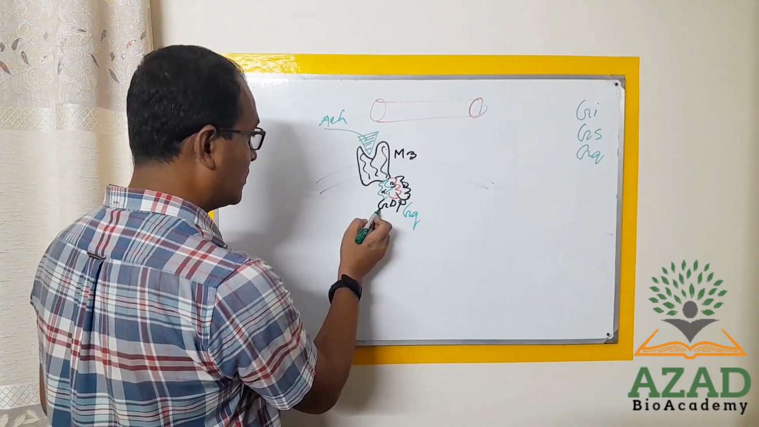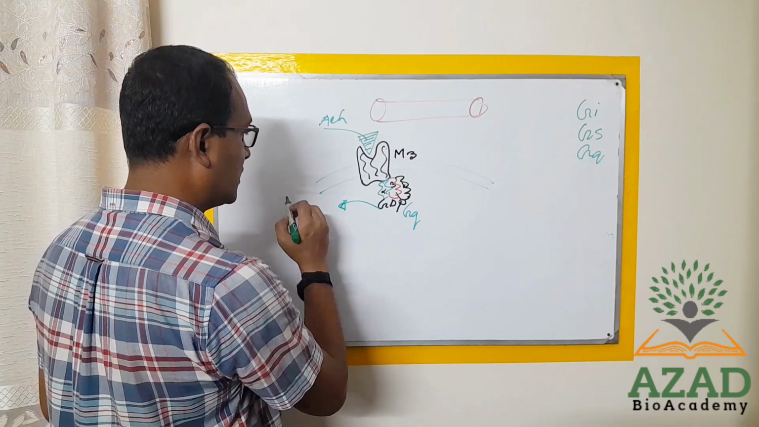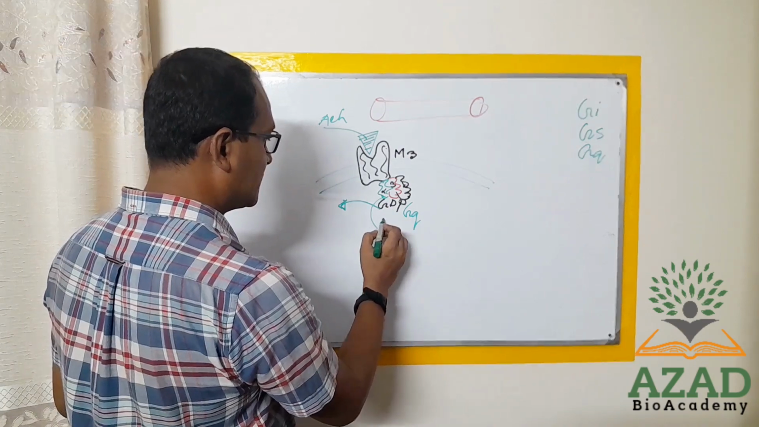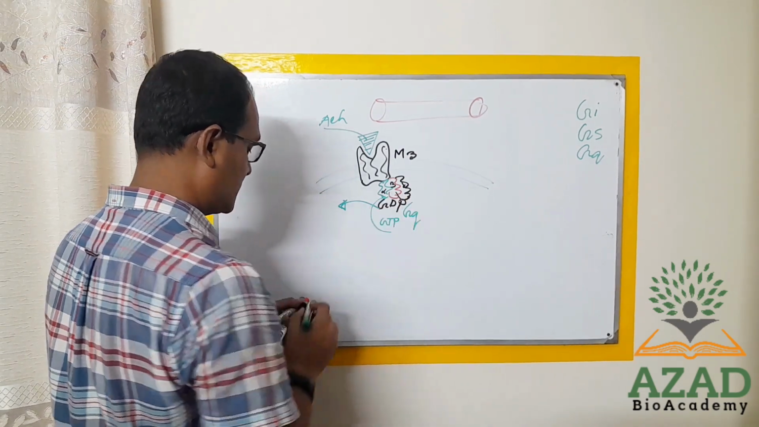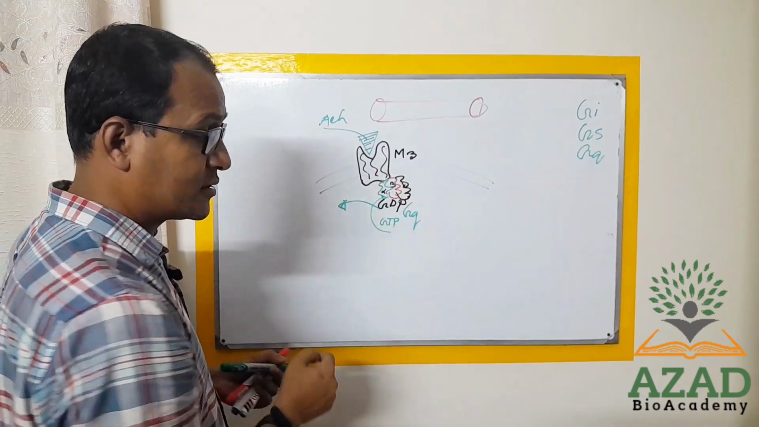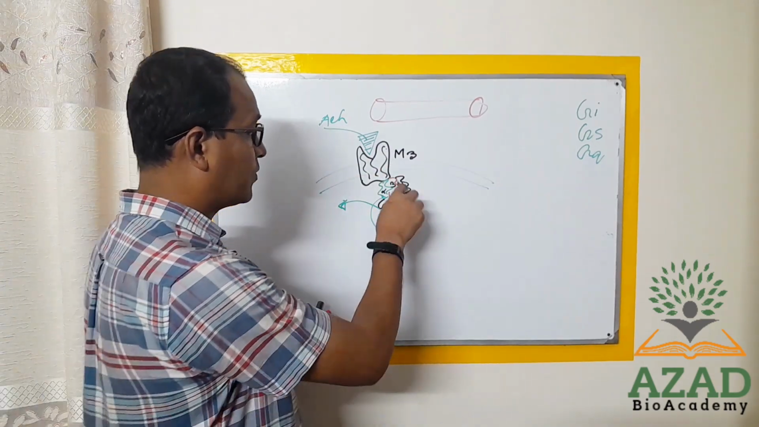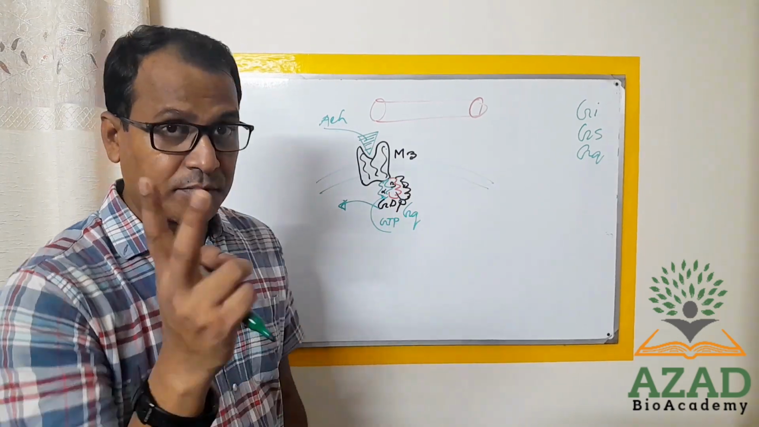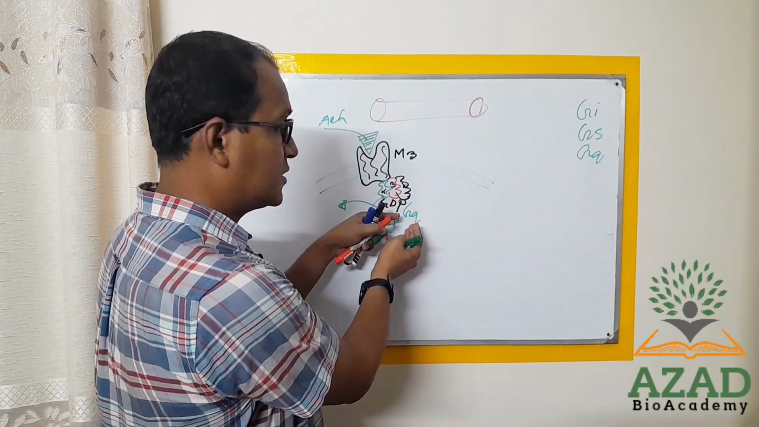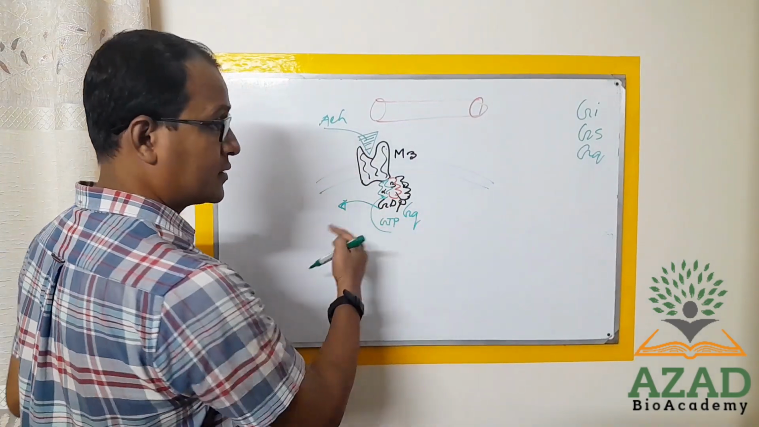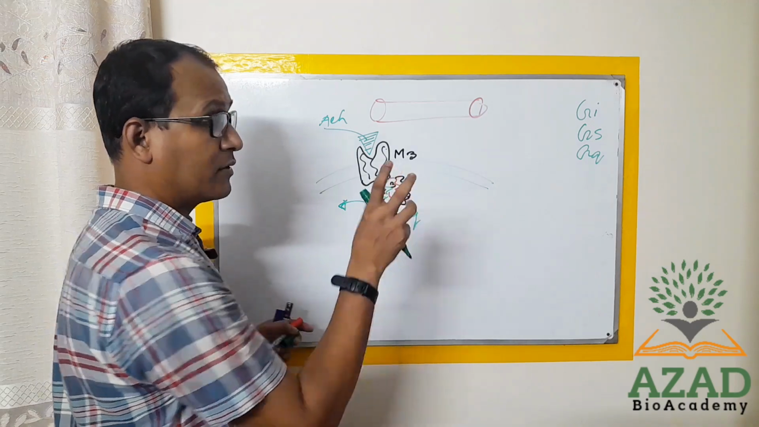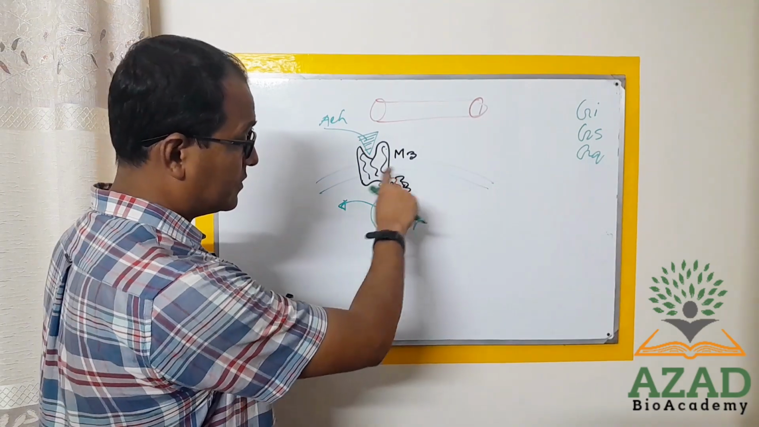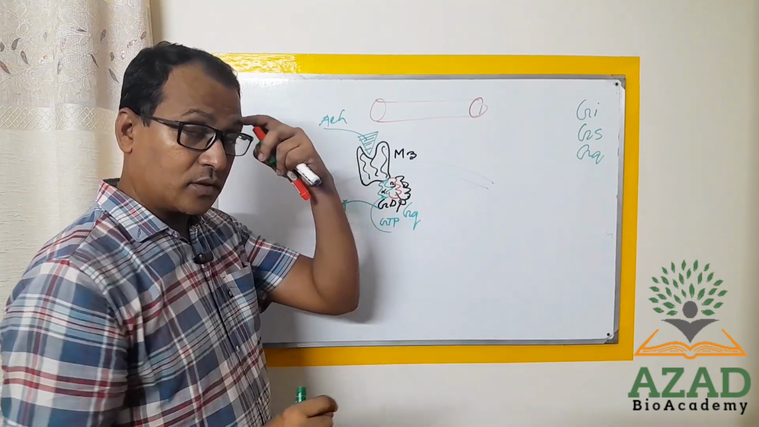GDP will be replaced. That is, GDP will be removed from here, and GTP will be attached. When GTP is attached, this Gq protein will be activated. The G protein alpha Gq will be the separated active form, and beta gamma will be another complex form that can also be active, and those will work on effector proteins.